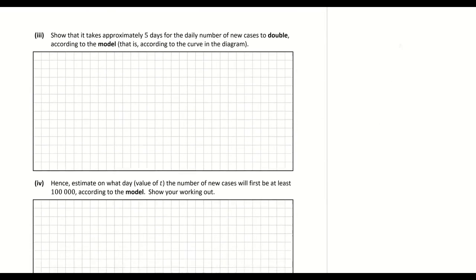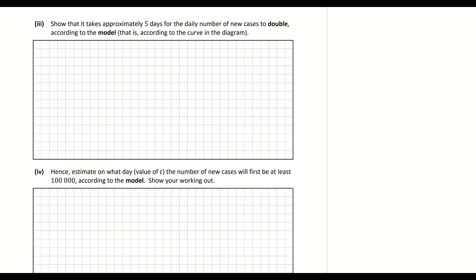Scrolling on down now to part 3, show that it takes approximately 5 days for the daily number of cases to double according to the model. Again, the model is the line. So if you're looking at the diagram there, you can start anywhere. You can start on 0, 5, 10, 15, 20. Down around the 0s, 5s and 10s, they're fairly tight. They're fairly hard to read off the diagram. So it might be safer to maybe go up to the 15th day and start around there. Because we've taken that, it looks similar to day 12's actual. So it looks like about 1,500, doesn't it?